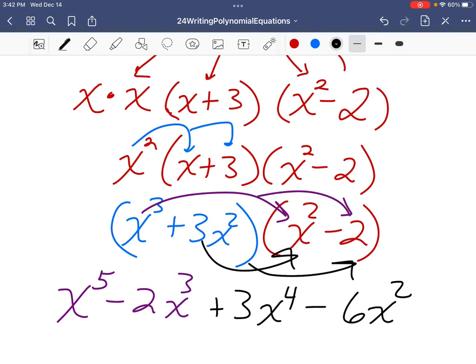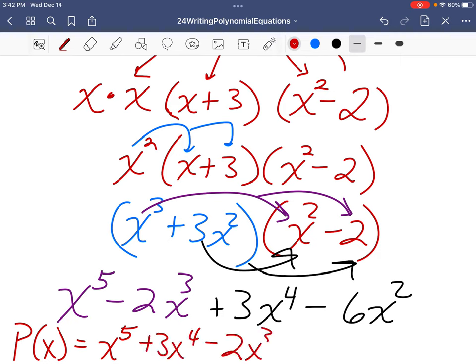Now normally you want to write your answer in what we call standard form. Standard form would mean that it's in order. So I am going to recopy a little bit here, but basically I'm going to put my 3x to the 4th, then my minus 2x cubed with the other terms bookending that.